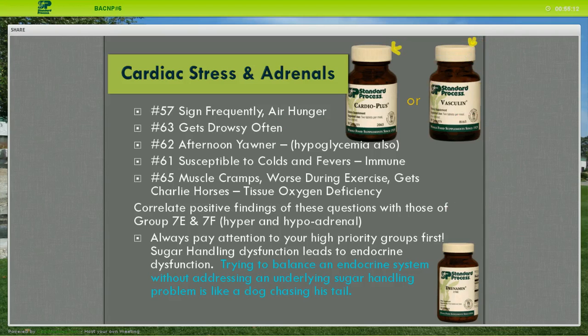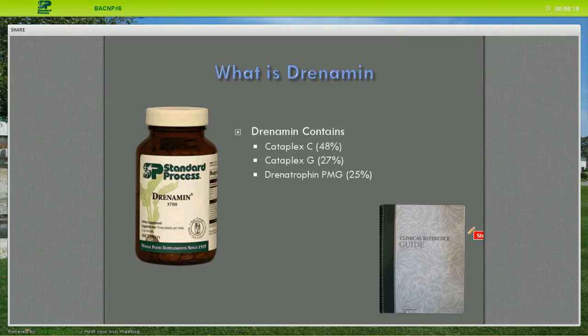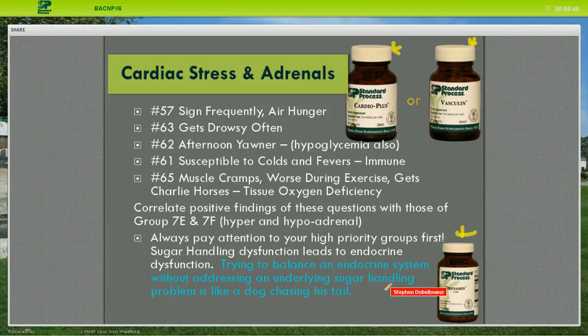And because a lot of this has to do with adrenal function, we're looking at Drenamin. So here's something to consider. Let's look at Drenamin. Drenamin is another compounded product that contains, guess what, Cataplex C, which we just talked about, and it contains Cataplex G, which is what we've been talking about, and then a little bit of the protomorphogen, which helps remove barriers to healing to the adrenal glands. So you can see an excellent situation where you could give them Drenamin, which contains the Cataplex G, and you could give them Vasculen, which has the Cataplex B, and be, in essence, killing two birds with one stone.